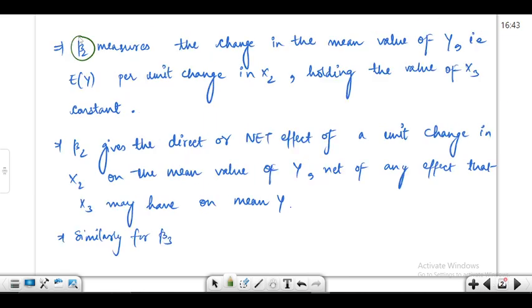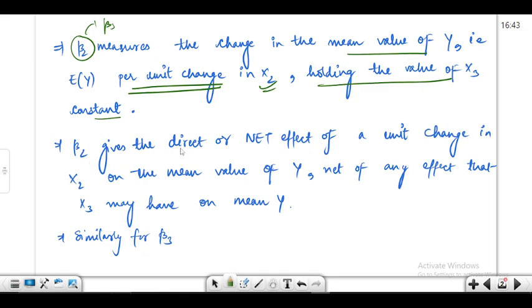This also goes for beta 3. For a unit change in x2, we are getting the mean value of y per unit change in x2. When we are changing the x2 variable and trying to find the mean value of y for the various changes that we are making, we are holding the value of x3 constant. When we are doing this for x3, we are holding x2 constant, and that is why it is called the partial regression coefficient.